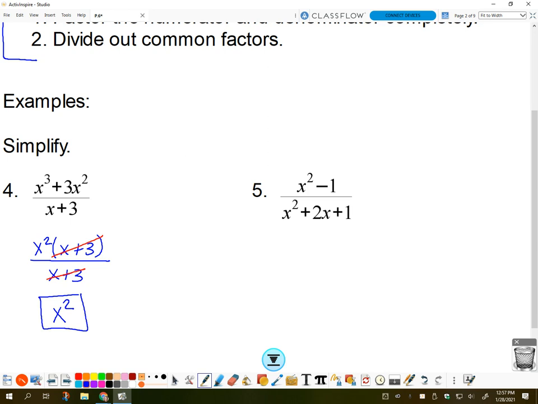All right, so number 5, if we take x squared minus 1 and we factor, that's a difference of perfect squares. So it'll be x plus 1, x minus 1.